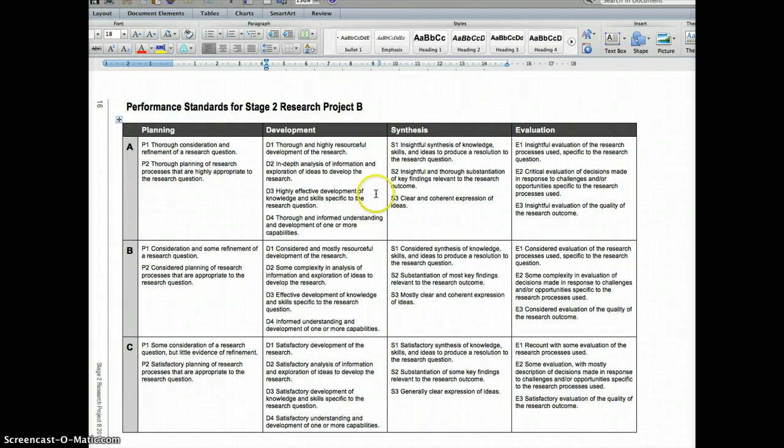Let's have a look at these on the performance standards. So you can see here, under synthesis, when you're doing your outcome, you're meeting S1, S2, and S3. So insightful synthesis of knowledge, skills, and ideas to produce a resolution to the research question. Insightful and thorough substantiation of key findings relevant to the research outcome, and clear and coherent expression of ideas. Those are the three performance standards that you are working towards when you're doing your outcome. Planning and development standards have already been met by doing your folio.